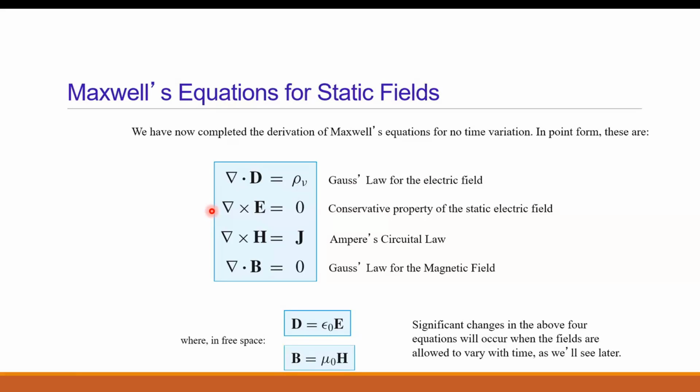Second equation is del cross E bar is equal to 0. Conservative property of the static electric field. If it is a static electric field, then del cross E is 0, otherwise not. Del cross H bar is equal to J bar. That is derived from Ampere's law, point form of Ampere's law. And last one, del dot B bar is equal to 0. This is derived from Gauss law of magnetic field.